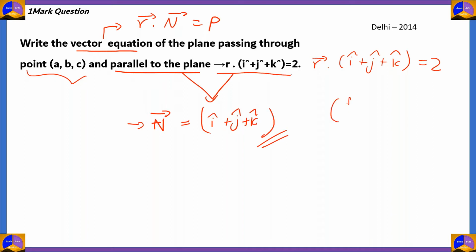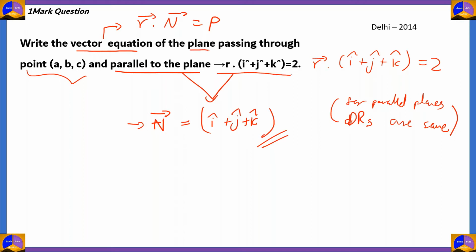because for parallel planes, the direction ratios or DRs have to be the same. And the DRs are represented in a vector equation by the normal to the plane. So n bar is equal to i + j + k. Now let's move on to the right-hand side.